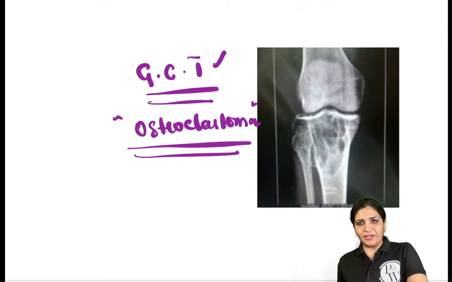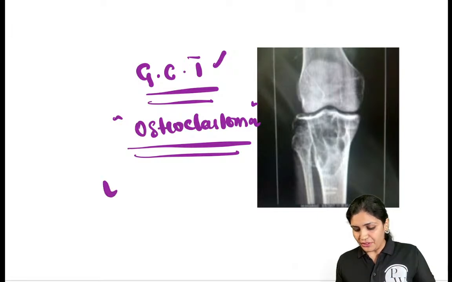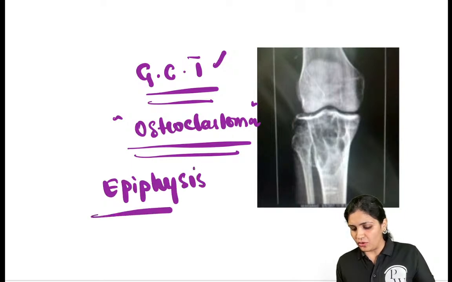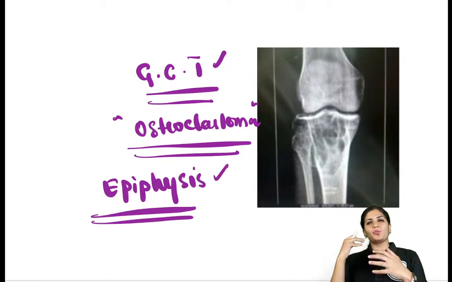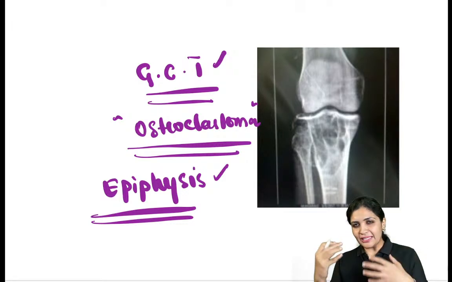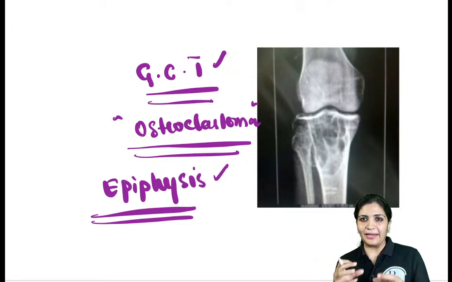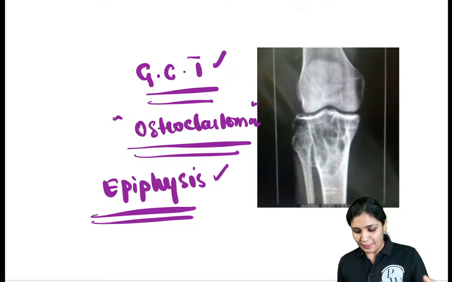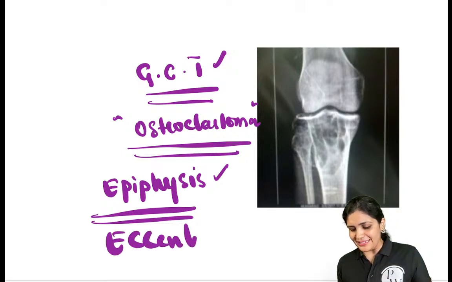And what are the important things which you have to remember? The most important thing is the location, that is the epiphyseal region. It occupies the epiphyseal region. It is very adjacent to the joint, right? You can see that it is almost encroaching onto the joint but never invades the joint, right? So that is the epiphysis. Then you have to remember that this is eccentric.